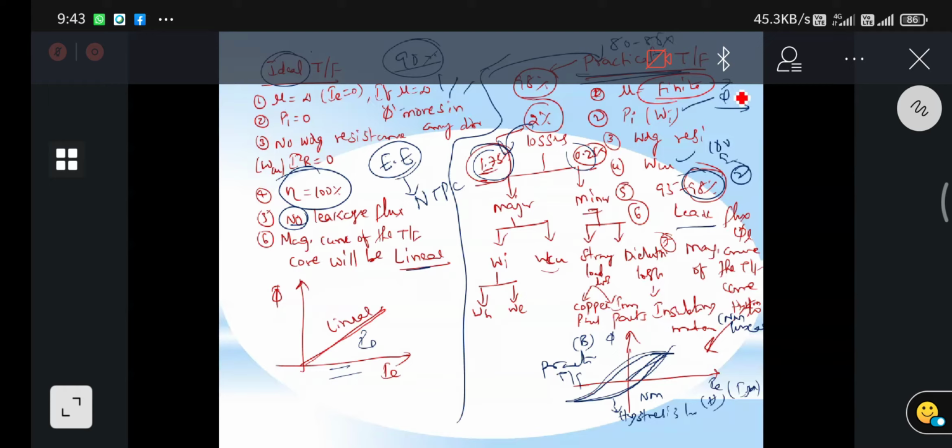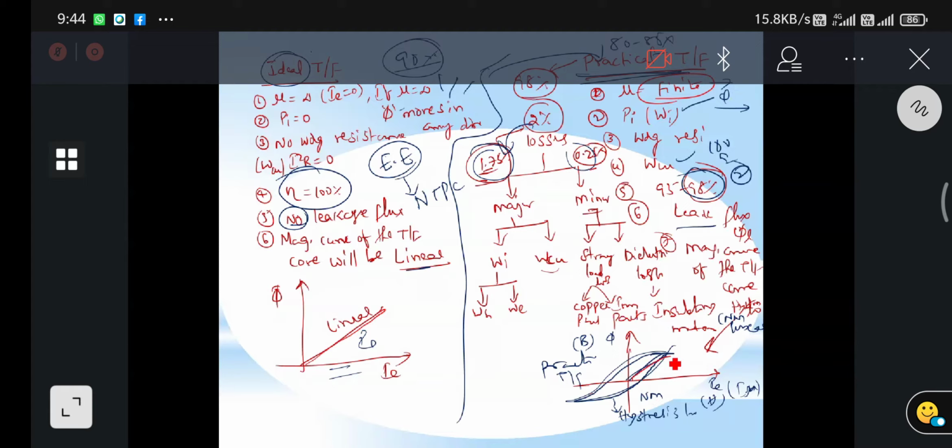So with the iron losses and copper losses present in a practical transformer, the practical transformer does not have 100% efficiency compared to the ideal transformer, because of losses. We have 95 to 98% efficiency. The magnetization curve of this transformer core will be non-linear, and there will be leakage flux present here. So you can see the magnetization curve of the transformer core will be like that.